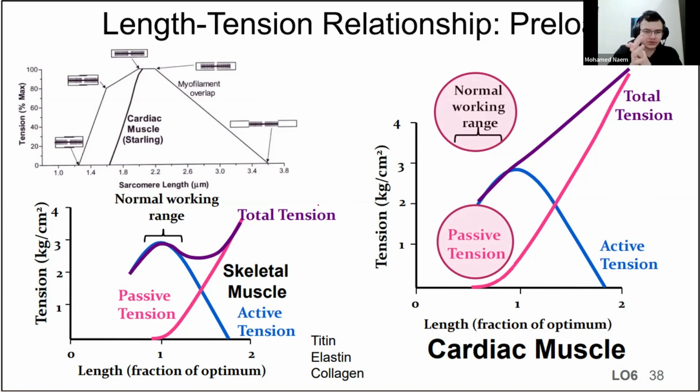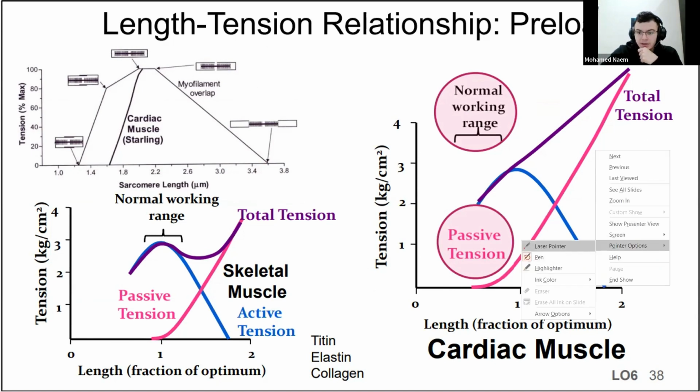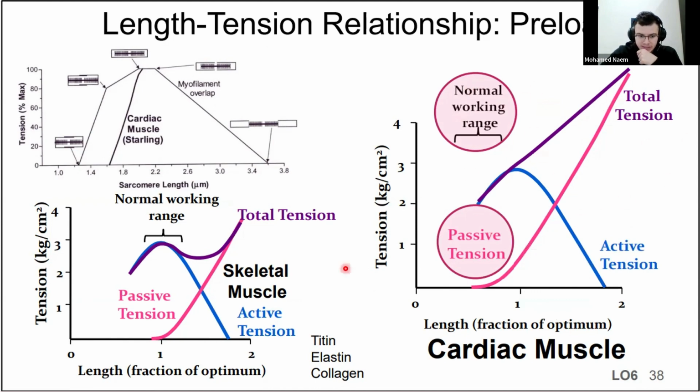Okay, so we're just going to re-explain it. This is the cardiac muscle, and this is the skeletal muscle, so these are different diagrams. Let me get the pointer so it will be clearer. This is cardiac muscle, and this is skeletal muscle. Where is the difference? Specifically here. You see how here it dips, and here it doesn't dip. Why is that? We're going to talk about it now.